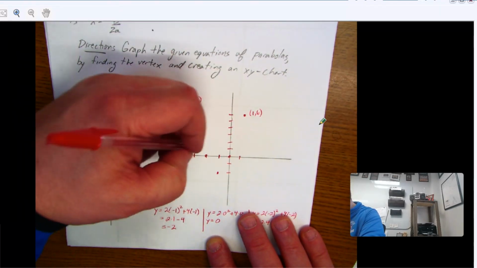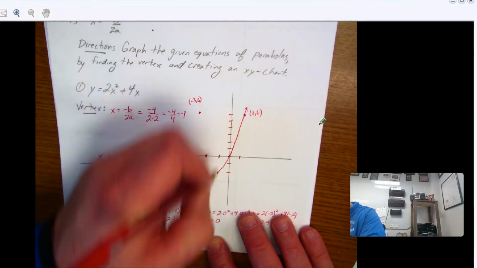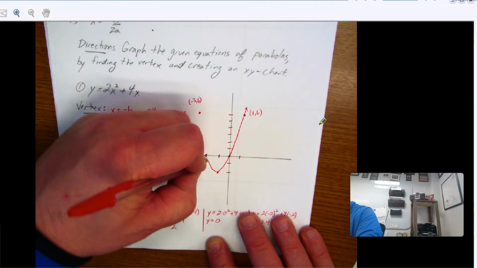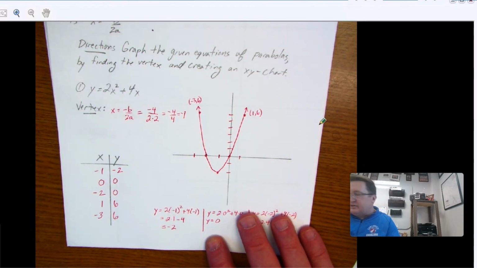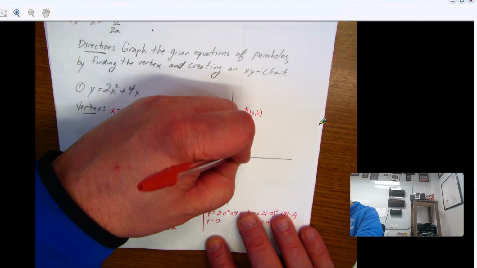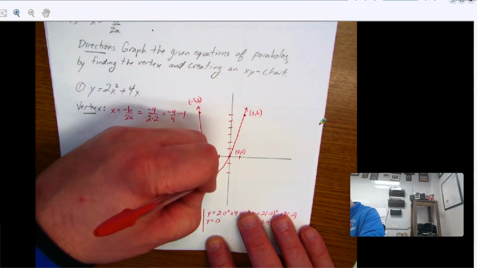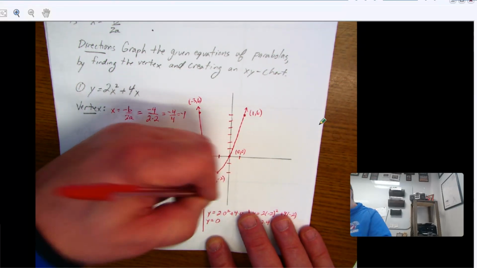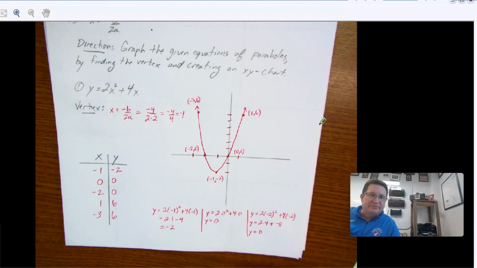And then we'll just connect the dots. And we know what a parabola looks like. It's this symmetrical sort of U-shaped figure. Okay. And so that would be some A+ work here. It's always good to label your points. Okay. And so that would be A+ work for that first question.